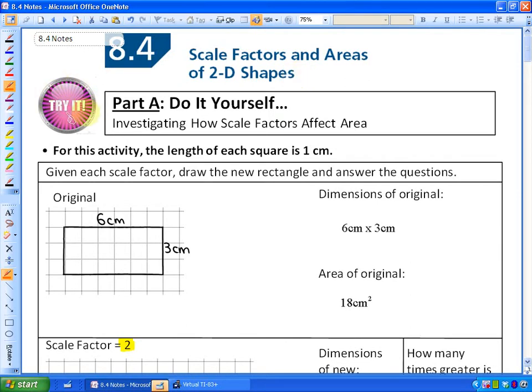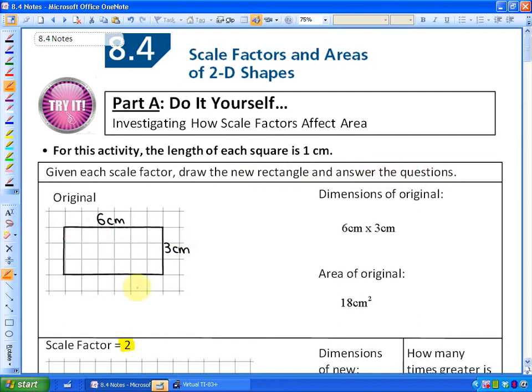If you're in my class and you have your study guide open, this is a do-it-yourself activity, so you may want to pause the video regularly and try it yourself, because you will learn more if you try some of the activity and discover some of the things yourself. This activity is investigating how scale factors affect area, and the length of each square is 1 centimeter. Given each scale factor, draw the new rectangle and answer the following questions.